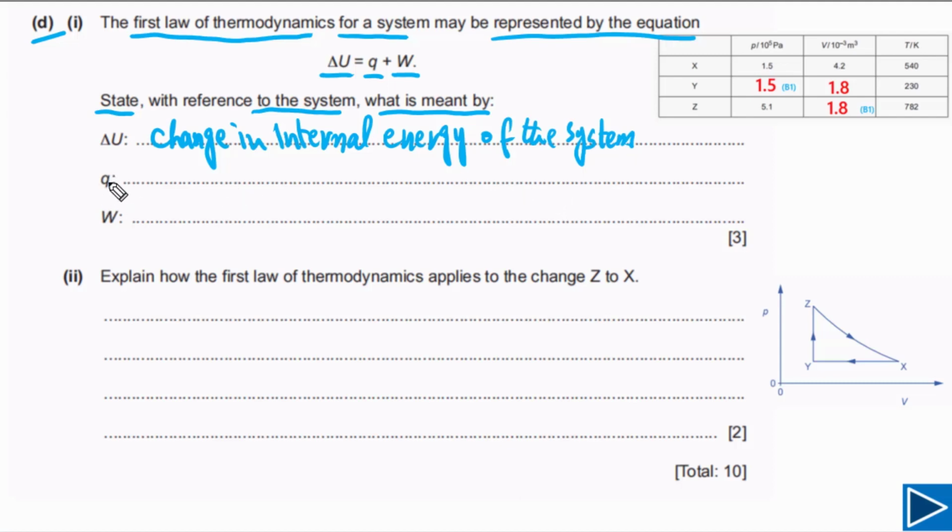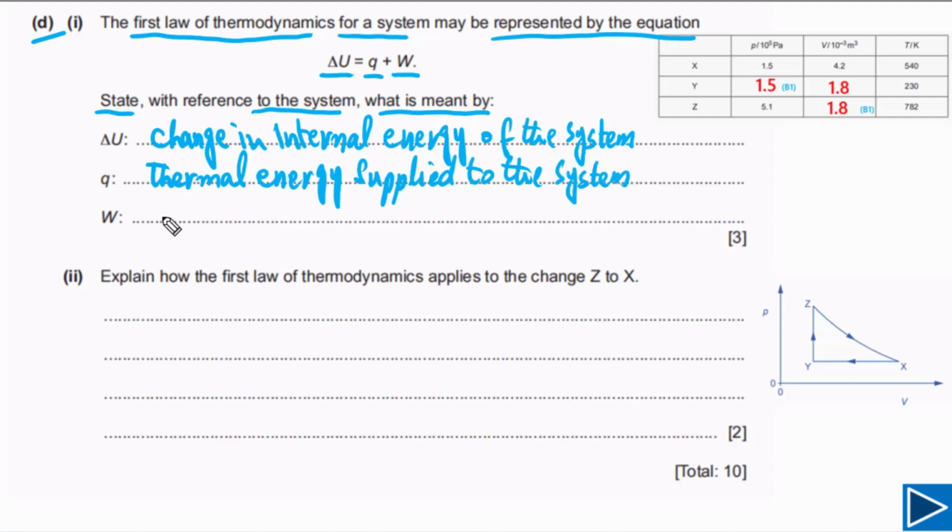Next one is the Q. Q is heat supplied to the system. A better way to say this one is thermal energy supplied to the system. So this is how you can write it down: thermal energy supplied to the system. So you have to write down system here. Next one is W. W is the work done on the system. Often we say work done on the gas. So gas is our system. Work done on the system.